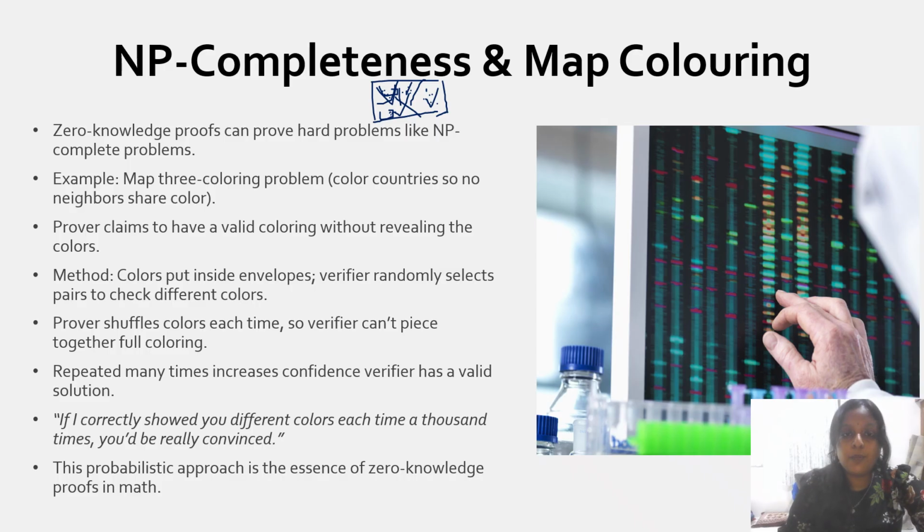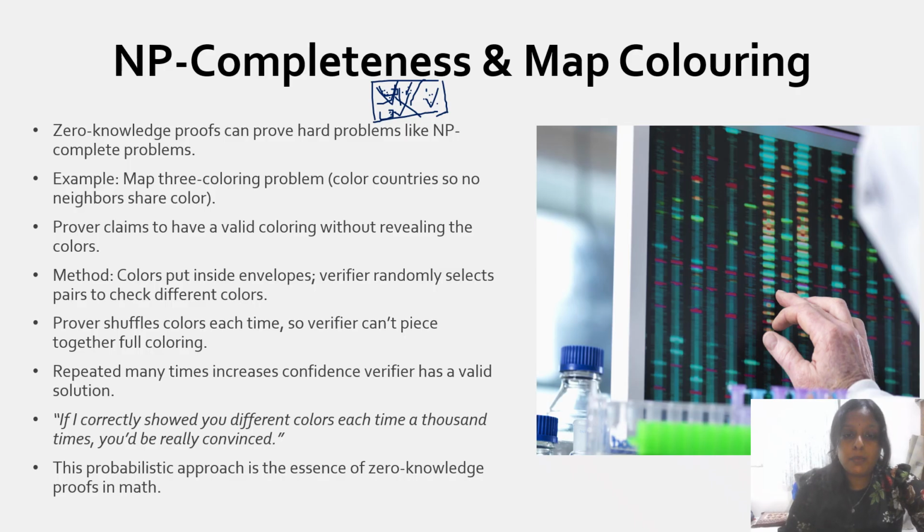I have said that I have put valid coloring over here, and you are going to trust me because you have gone through the process of opening random envelopes of countries multiple times, and all those multiple times it has the legit coloring and it is following all the rules. So colors are put inside the envelope and the verifier starts randomly checking the pairs of different colors. This is the use case.